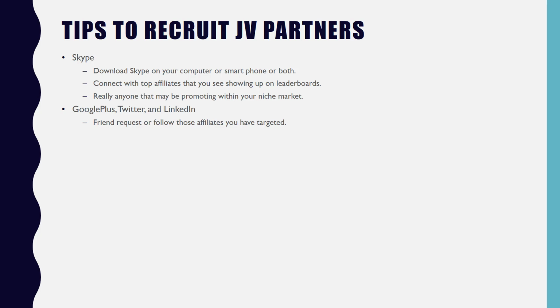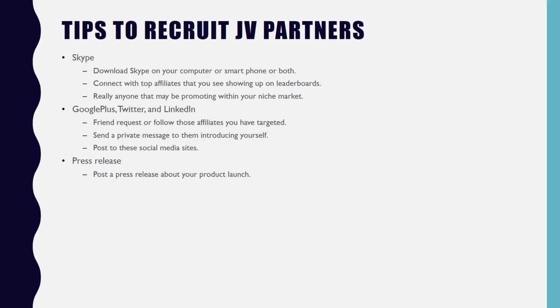Using Google Plus, Twitter, LinkedIn, and Facebook, you can friend request or follow those affiliates that you've targeted, sending a private message as well. So utilize these additional social media channels, liking them, retweeting them, and posting to these sites about your launch. Do a press release about your product launch. That's a really important way to draw attention. You can write a press release about, who is it about? It's about you and your product launch. What is it?